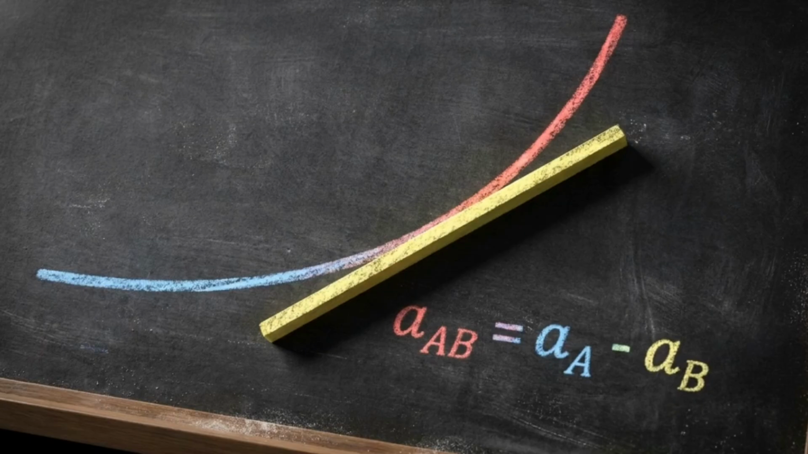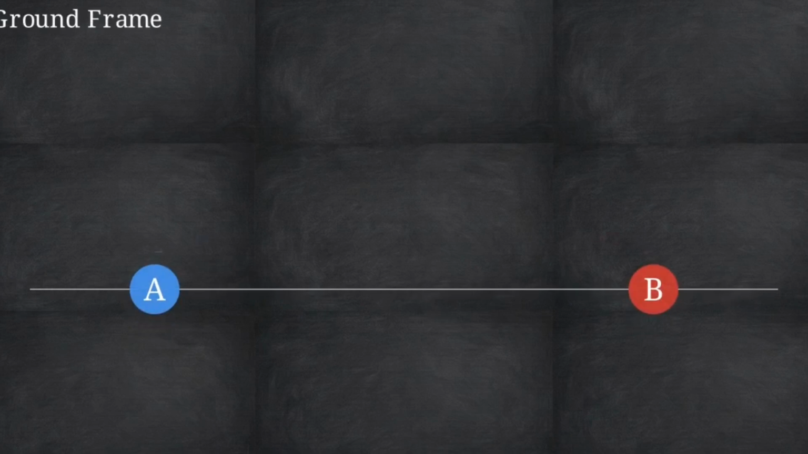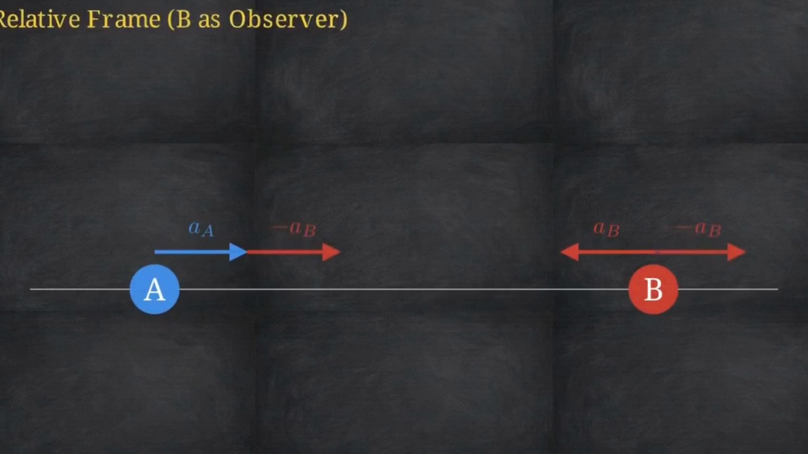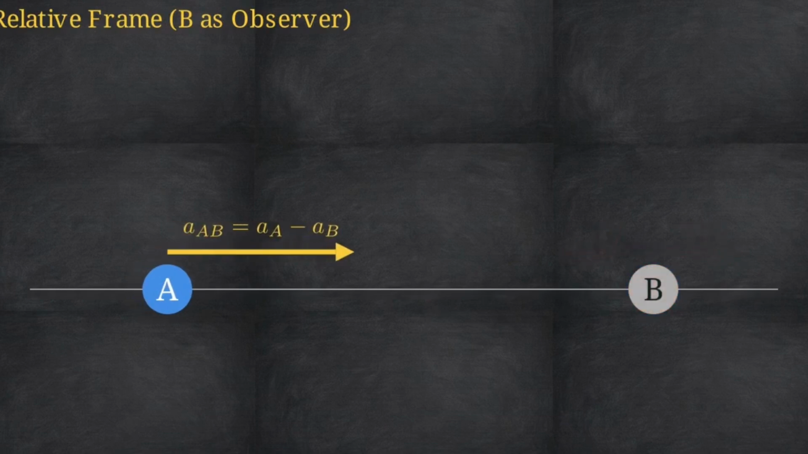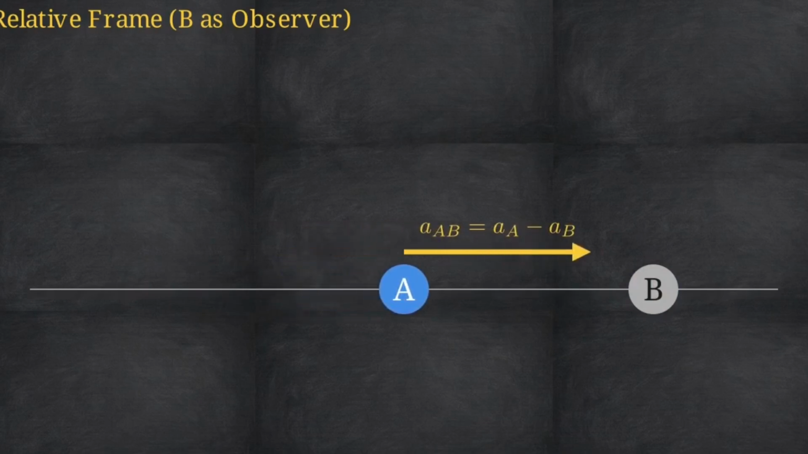We define relative acceleration as the time derivative of relative velocity. A_AB equals A_A minus A_B. The same frame-shifting subtraction logic applies to these second derivative vectors. Resolving the two independent acceleration vectors into a single relative vector places one object at relative rest, while the other bears the combined acceleration of the system.